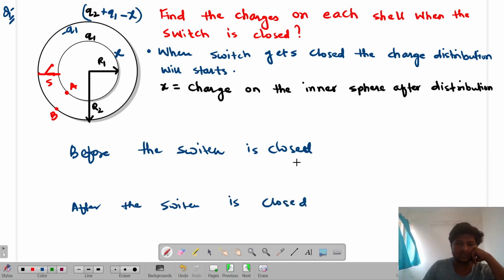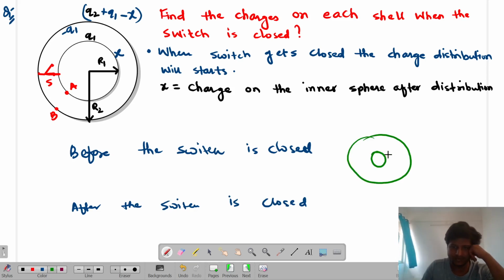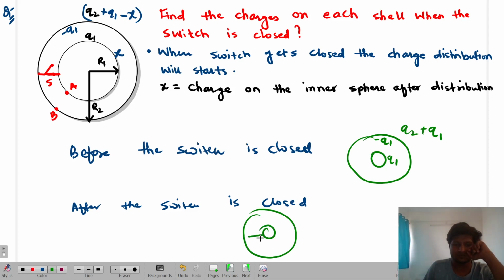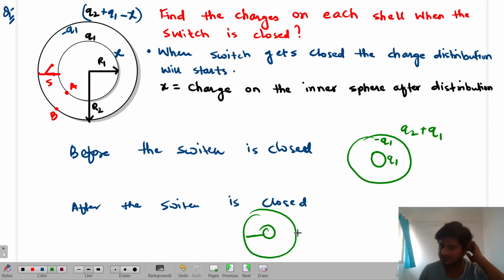So when I consider before, they are independent bodies. If it has Q1 and it has Q2, so this one has minus Q1 and this one has plus Q1. That is clear. Now, when the switch is closed, they will redistribute their charges till their potential becomes equal, isn't it? So the outer charge was more, isn't it? So what will happen? Some charge will come and it will appear on this surface or not.